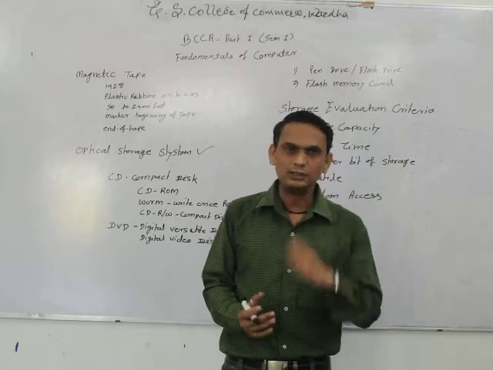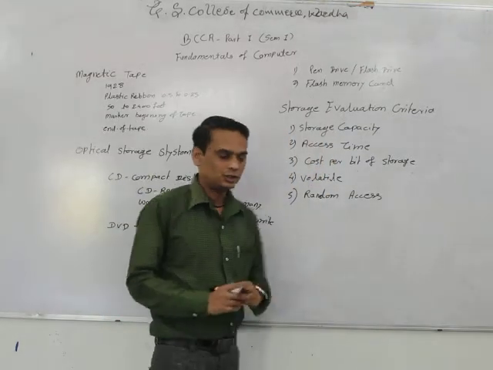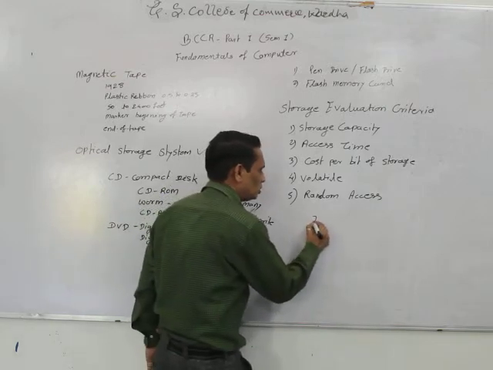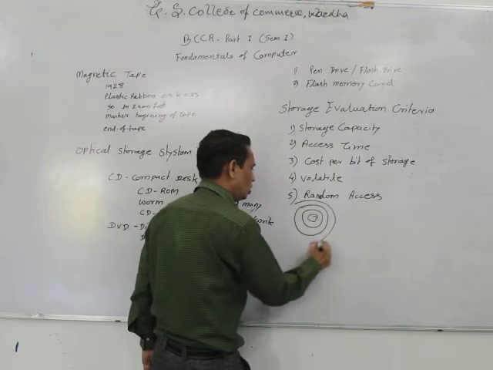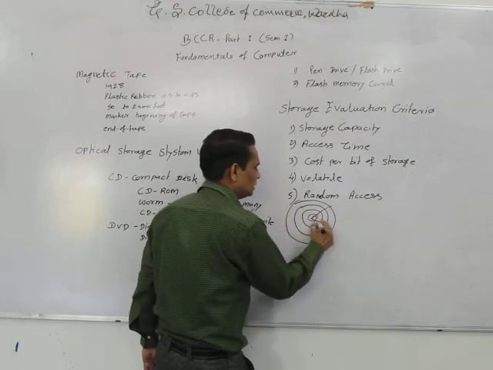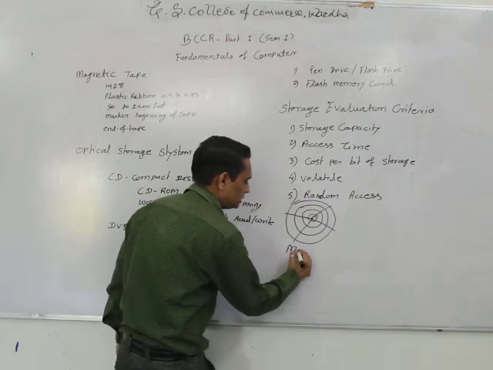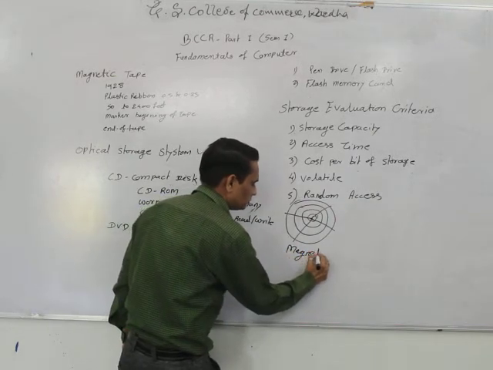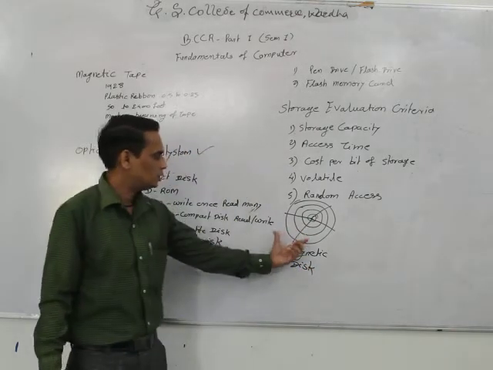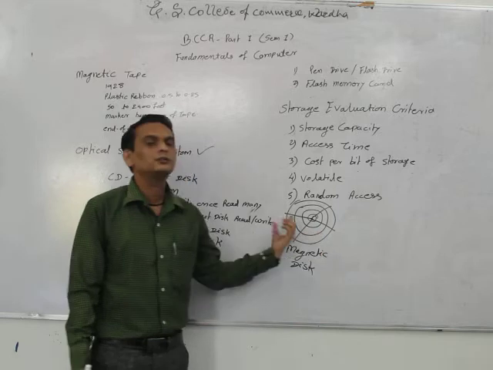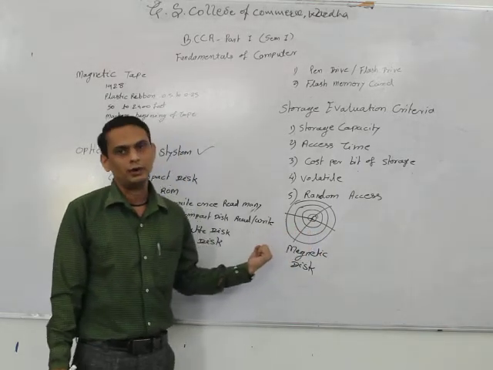If we consider the magnetic disk, the data is stored in concentric circles, on different tracks and sectors. This is in a magnetic disk. Therefore, the data is stored on a particular sector of a particular track, and the location of that data can be accessed randomly by default.